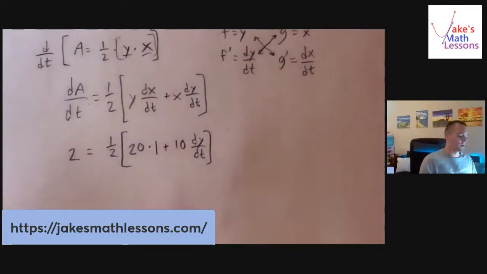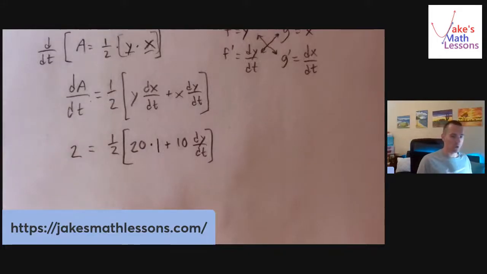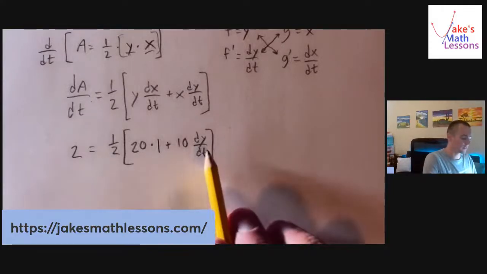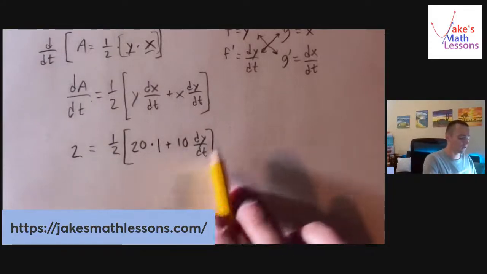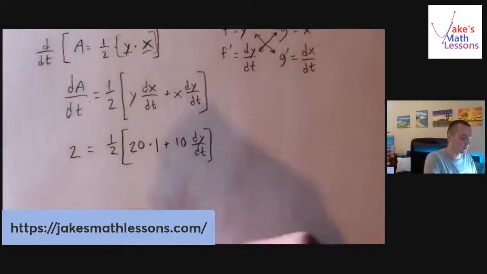So now we have this equation, which we have plugged in all the information we know. At this point, this equation only has dy dt, which is the thing that we're looking for, and then a bunch of other numbers. So now we have a single equation with a single variable. We should be able to just solve for the thing we're looking for, and that should be our answer.